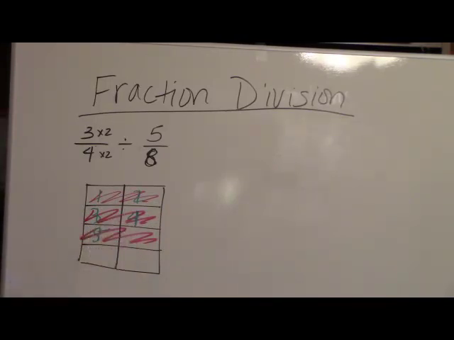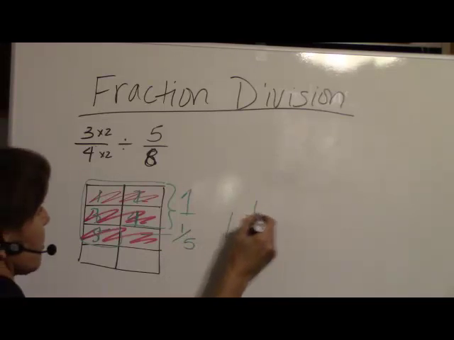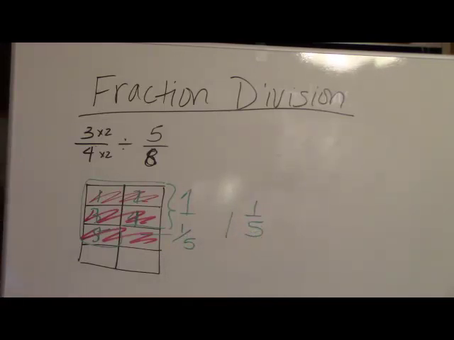And then I have this one piece left over. Out of another whole would be 5. So this is one piece out of 5 to make a whole. So what I have is one whole. Okay? I got one whole group of 5, and then I had 1/5 left over. So I have 1 and 1/5 of a group.